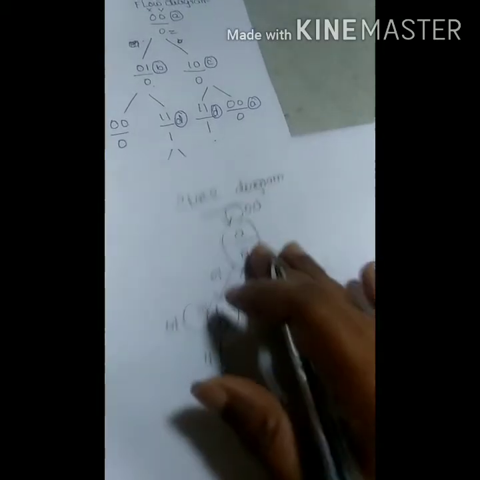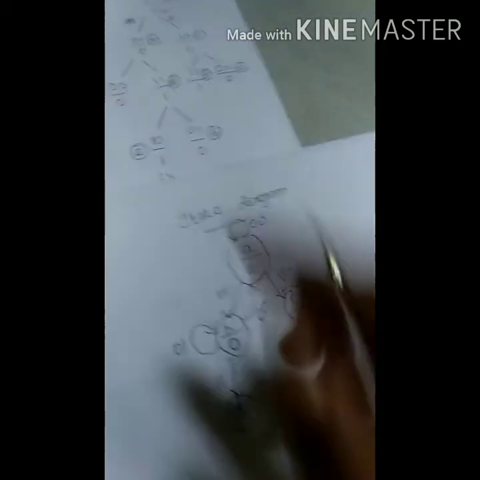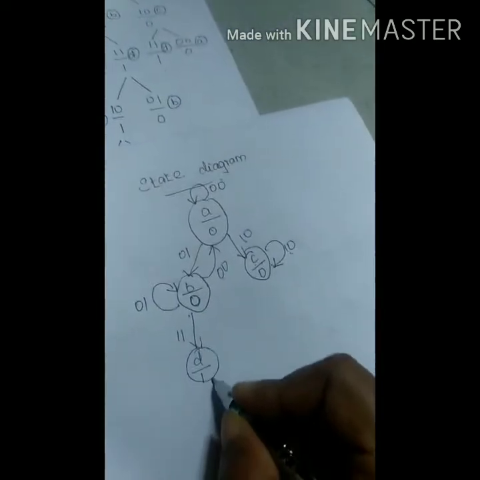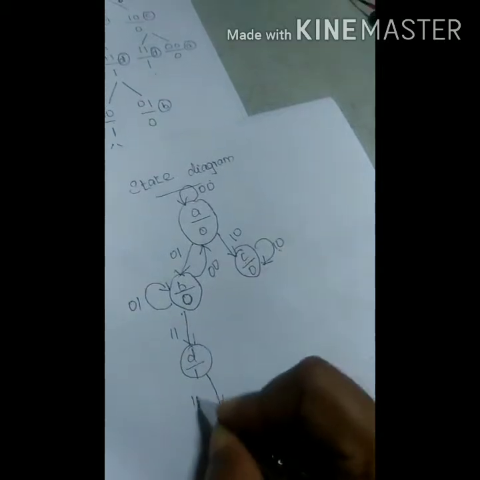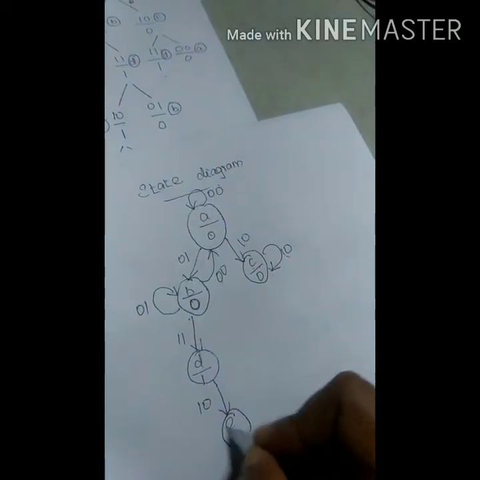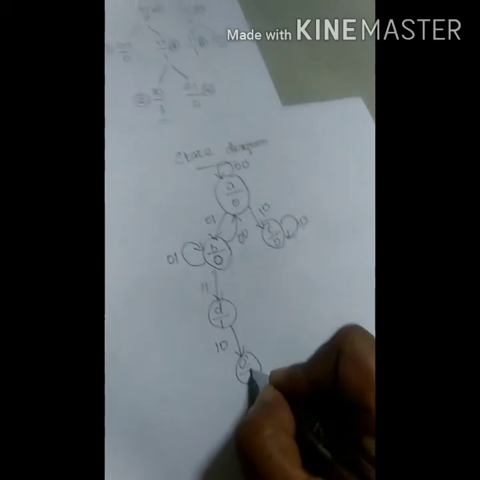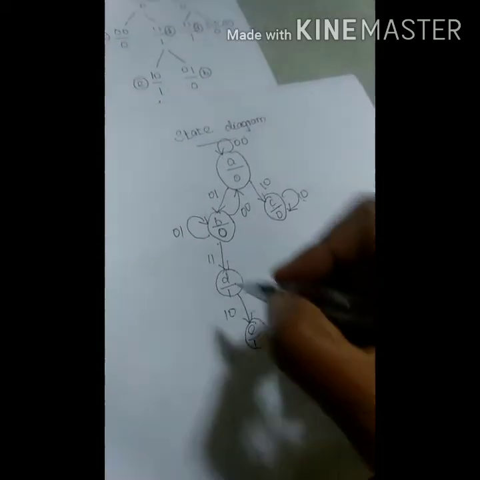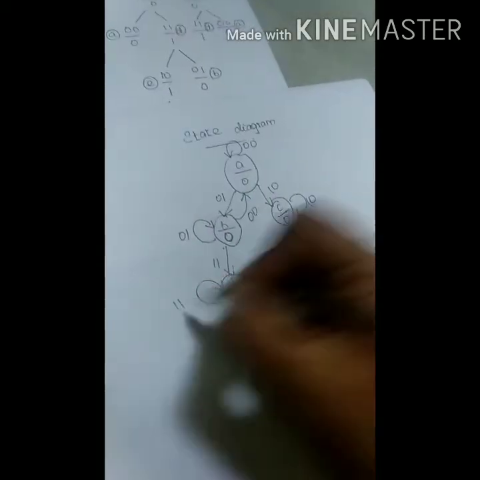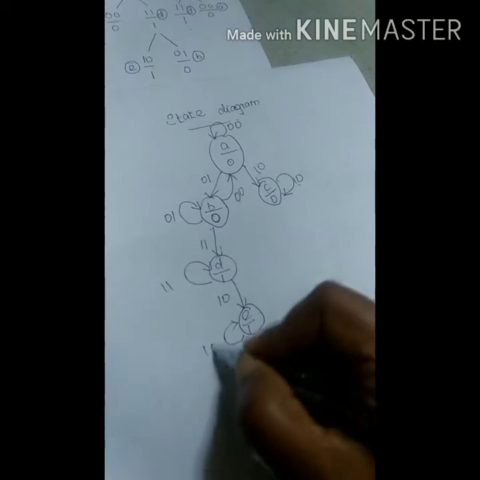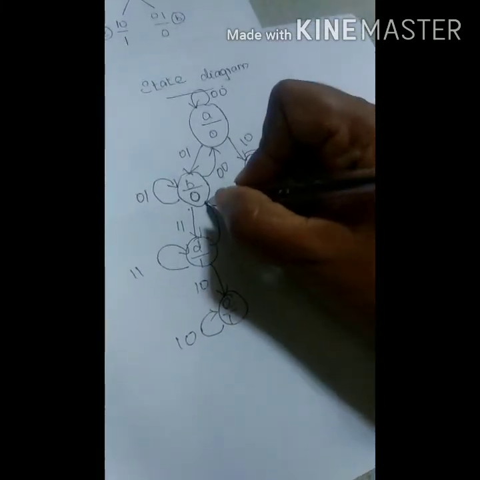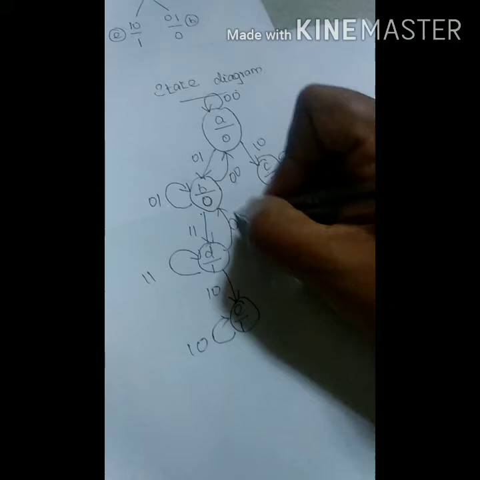If I am giving 1, 0 to the D state, it will go to the E state with output of 1. So this self state is 1, 1 and this self state is 1, 0. If I am giving 0, 1 to the D state, it will go to the B state, 0, 1.